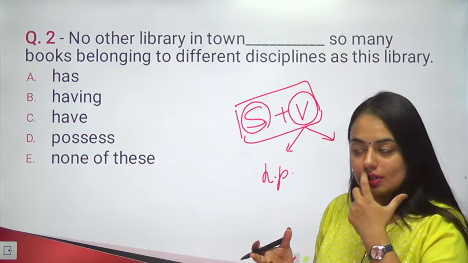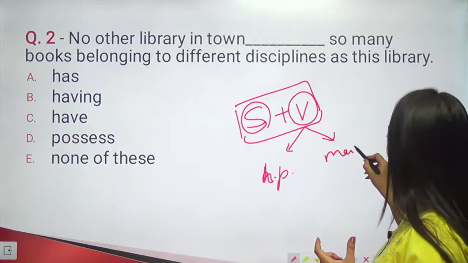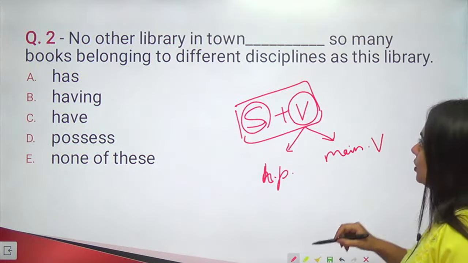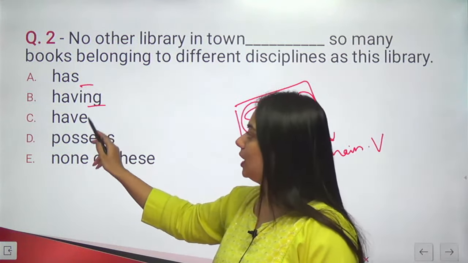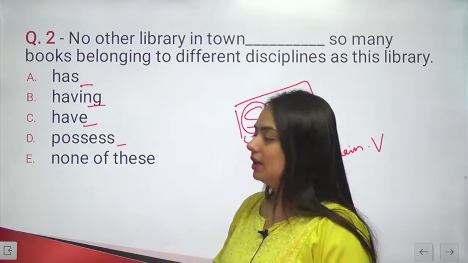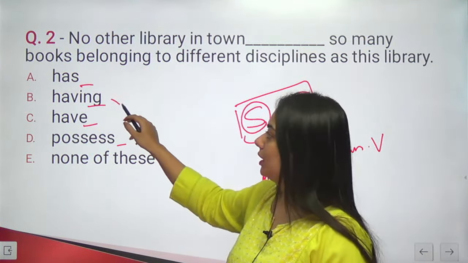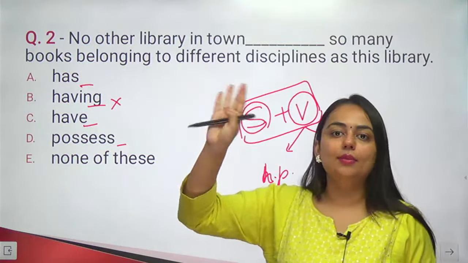So all these words are known as helping verbs. And then there are main verbs like running, swimming, jumping, dancing, any other word. So here you can see that some helping verbs are given and one main verb is given. What do you think the right answer should be? Having you can directly eliminate because with having there should be either is, am or are.